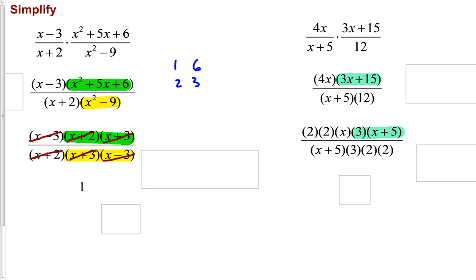Let's go ahead and start canceling things out. I see a 2, I see a 2, another 2, another 2, 3 and a 3, x plus 5, look at that, comes down to just x. So that's the beauty of factoring these things out. You start to find lots of things in common in the numerator and denominator.